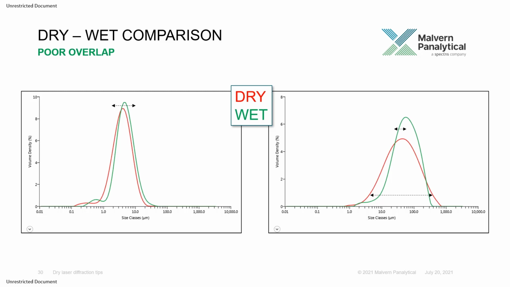Typically, dry size curves are broader than wet sizing curves. Some attrition and some poor dispersion is typically observed dry. For some materials, however, dry offers the advantage of easy analysis without the use of expensive solvents or oils.